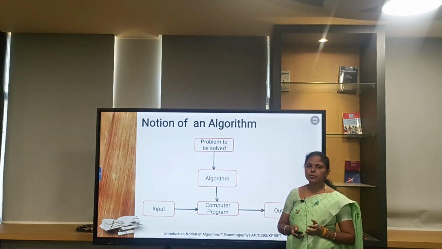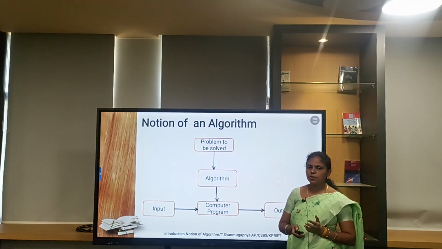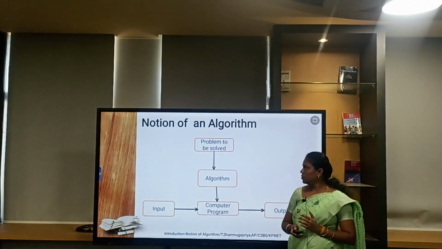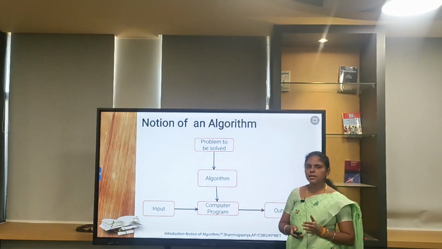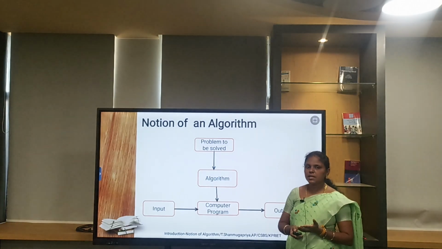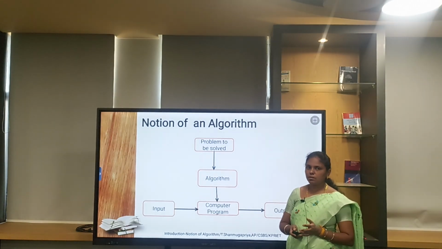Any computer program needs input to work. After processing it will produce a specific output that satisfies the users. So if all the things are considered as per the norms, it will produce the best effective algorithm.